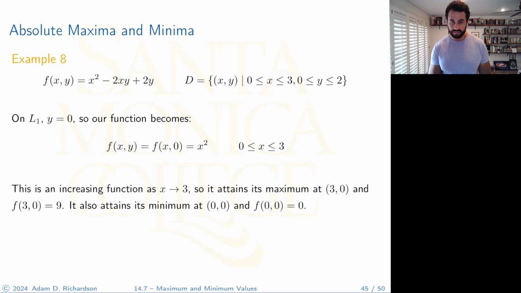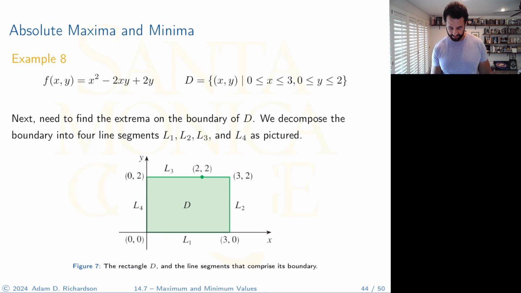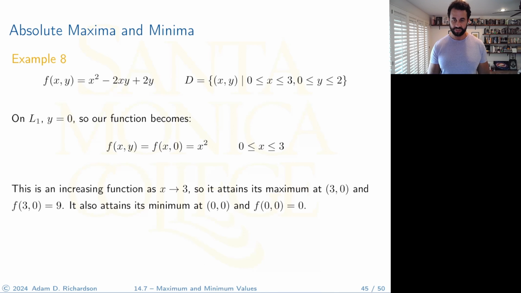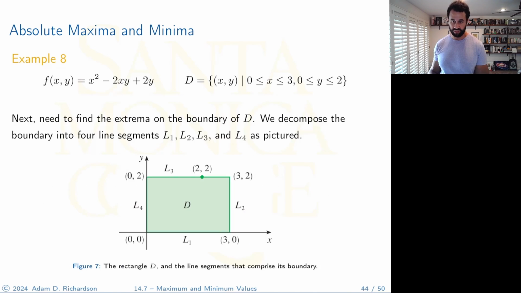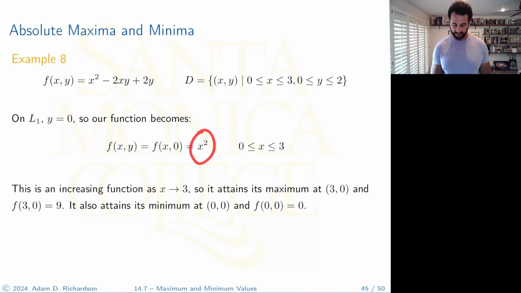All right. So on L1, we're going to do this first. On this line, notice that the y coordinate is always 0. So we can adjust our function in that way. This becomes just x squared, and x is going between 0 and 3. Let me flash back for just a moment here. So the y coordinate is 0 here, x goes between 0 and 3, and this is what our function looks like on that line, which is just the good old x squared parabola. Easy, right?